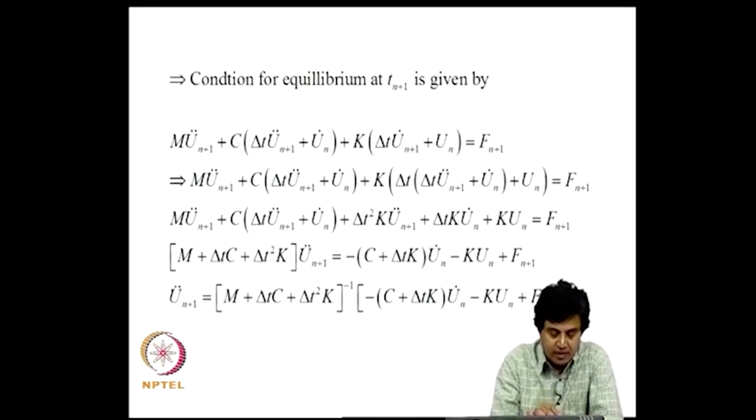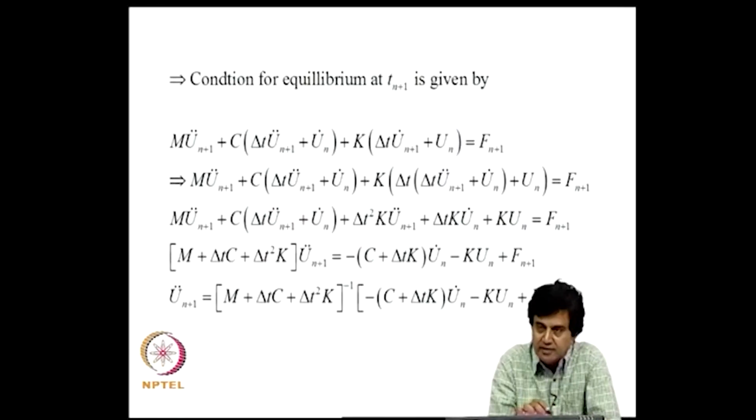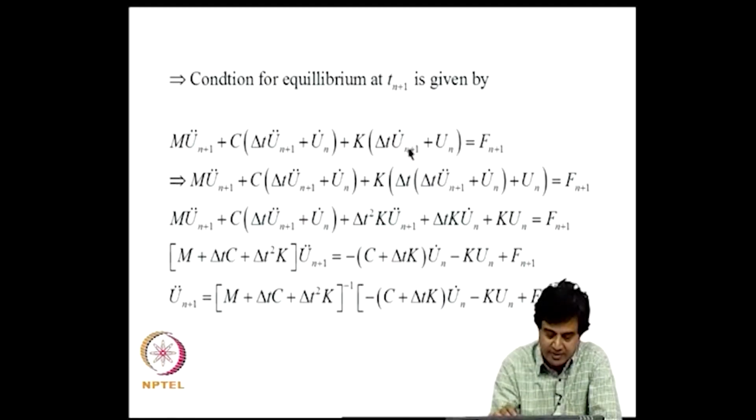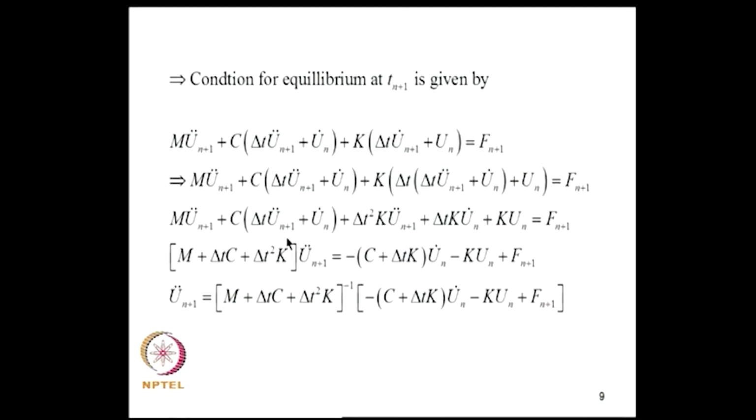Now let us return to the governing equation. What we did just now was to obtain the difference approximation to the displacement and velocity. Now let us return to the governing equation of motion and substitute those approximations. So for u dot n I get this, for u n I get this, that is, I am considering the equilibrium equation at time t n plus 1. Now this is the equilibrium equation as per the difference scheme, and by rearranging these terms and collecting coefficients of u double dot n plus 1, I get the time evolution of u double dot n plus 1 as given by this equation.